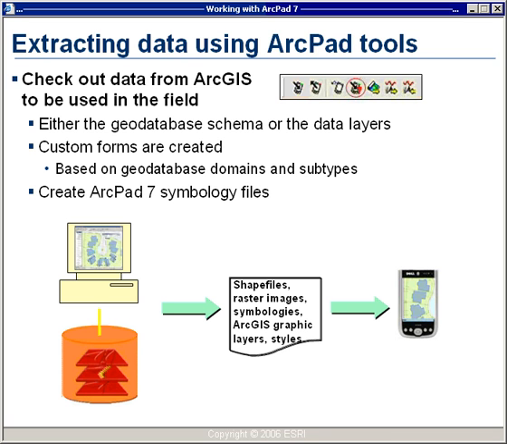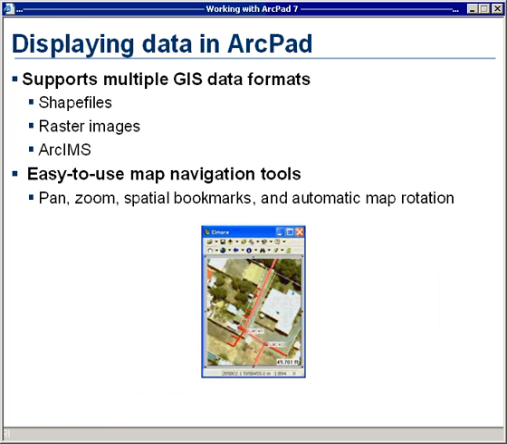ArcPad 7 supports most of the layer properties and symbology supported by ArcGIS Desktop. ArcPad supports a multi-layer environment with industry-standard vector map and raster images. In addition, ArcPad can act as a client to ArcGIS, ArcIMS, or to the geography network. ArcPad has a number of map navigation tools, including pan, zoom, spatial bookmarks, and map rotation.